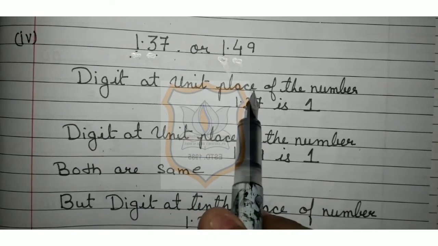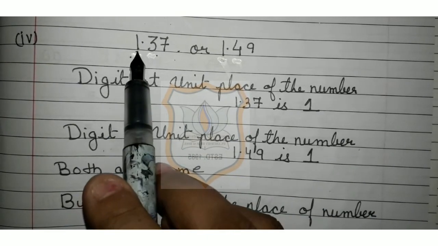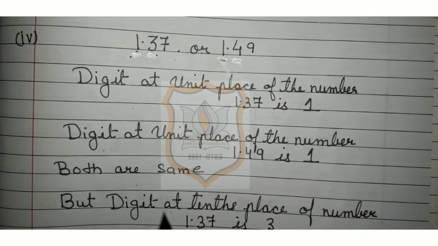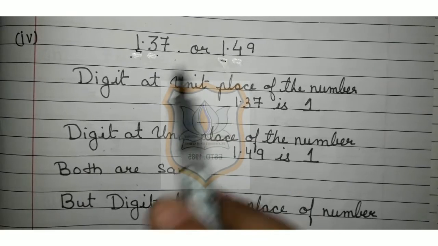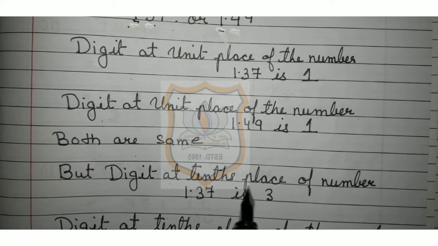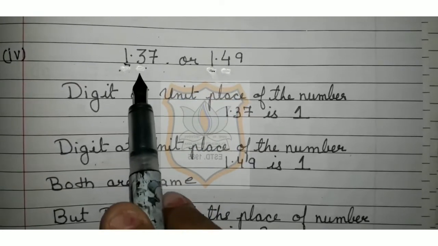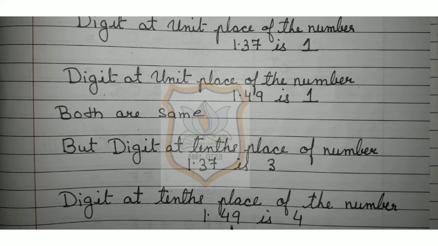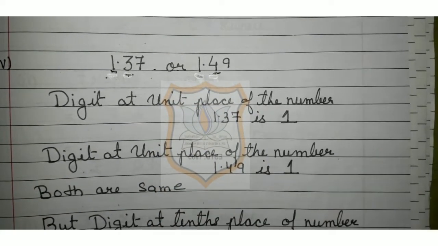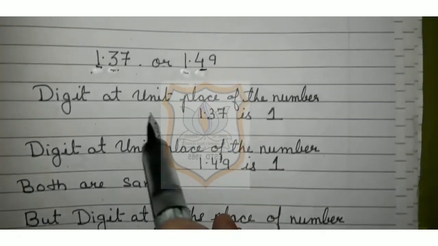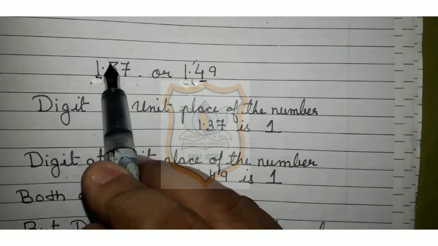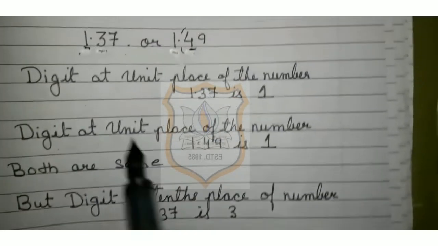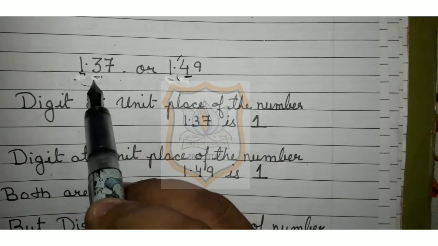So, the digit at the unit place of the number 1.37 is 1. And the digit at the unit place of the number 1.49 is also 1. So, both are the same. But the digit at the 10th place of the number 1.37 is 3. The digit at the 10th place of the number 1.49 is 4. So, 4 is greater than 3. So, we can say that 1.49 is greater than 1.37.